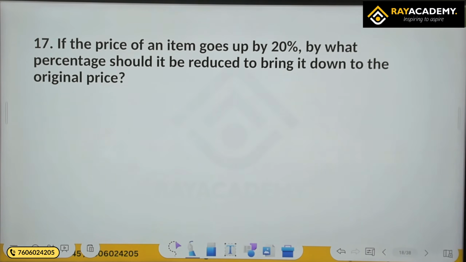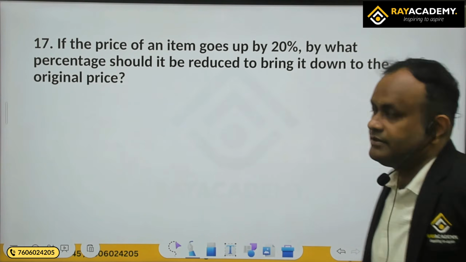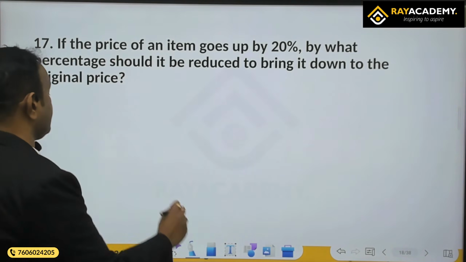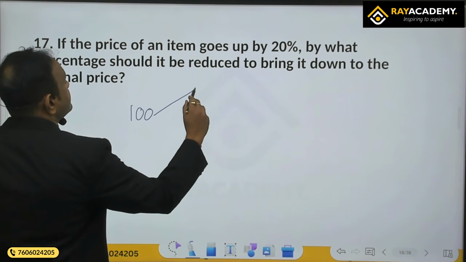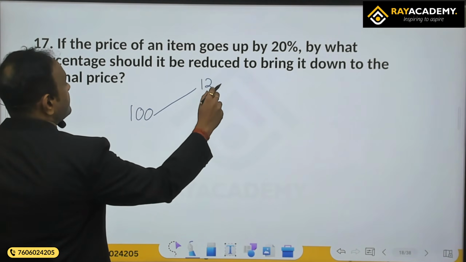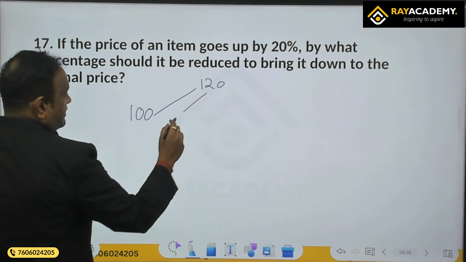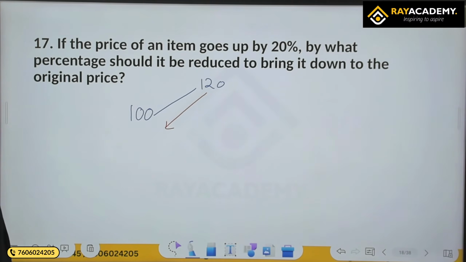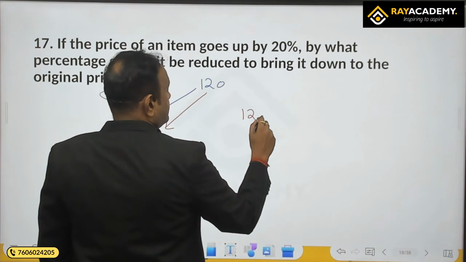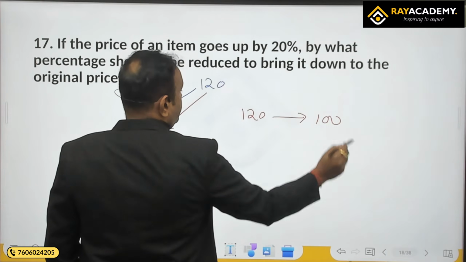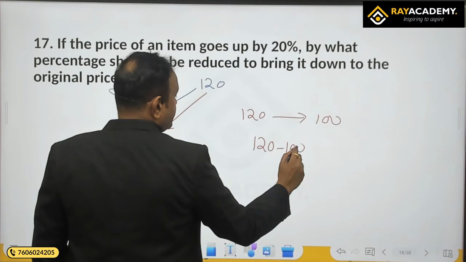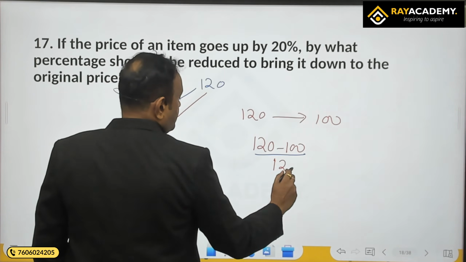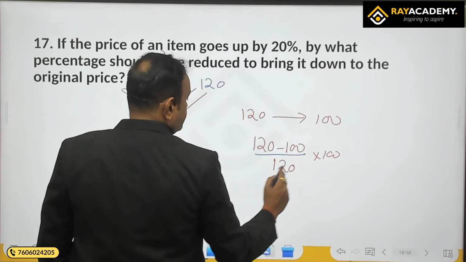How to do this kind of question? We take a reference price. Suppose the original price is 100. It increased by 20%, which means it becomes 120. Now from 120 we have to bring it back to 100. So by what percentage should 120 decrease to become 100? The formula is 120 minus 100, the decrease, divided by 120 into 100. This should be your answer.